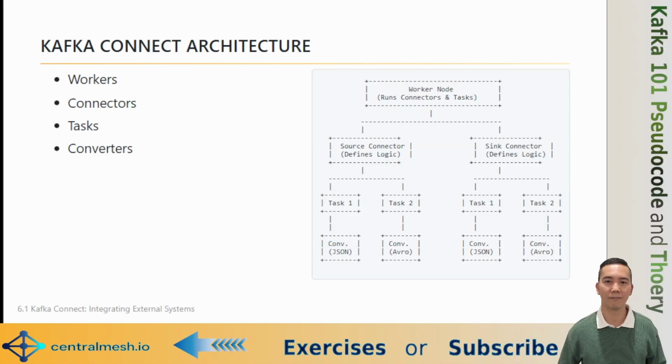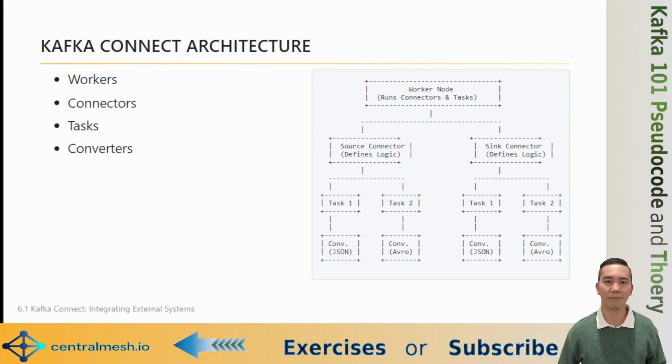A connector defines where the data is coming from or going to. For example, a JDBC source connector could pull data from a database into Kafka, while an S3 sink connector might write Kafka data into an Amazon S3 bucket.